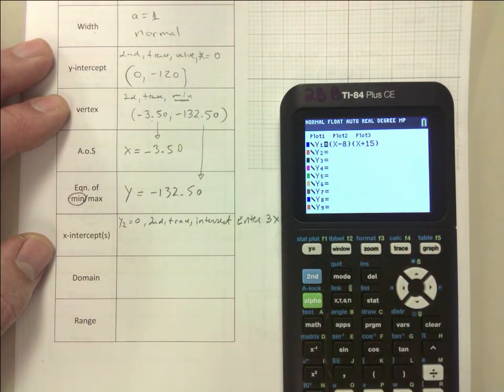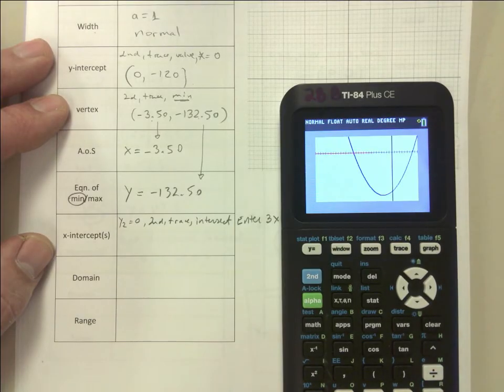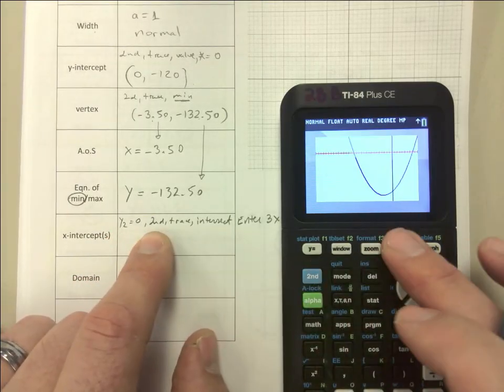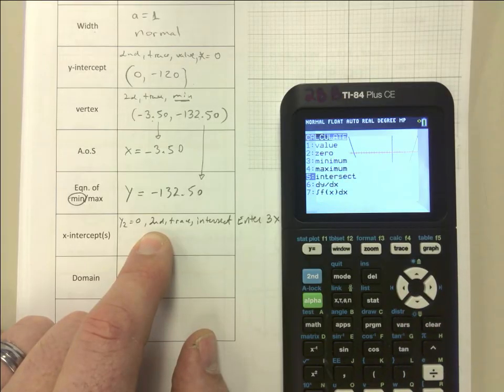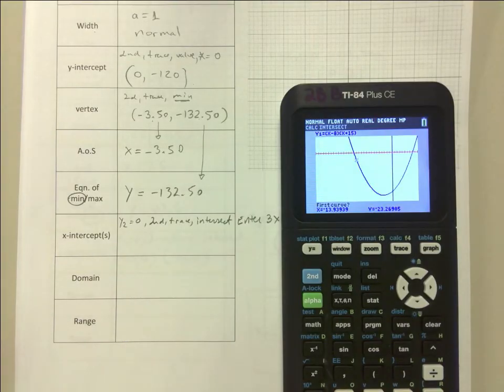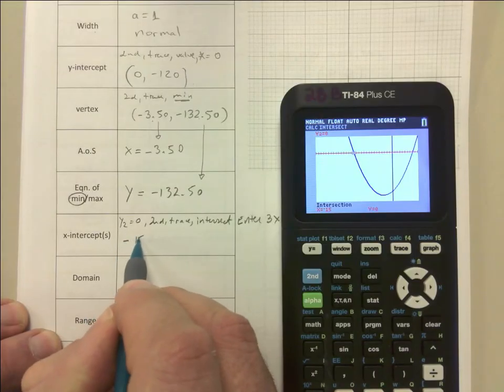So I go y2 is equal to 0. I hit graph. There it is. Then I perform these steps here. Second, trace, intersect. I go to this one because my cursor is closer to that one. Enter 3 times. That's negative 15, 0.